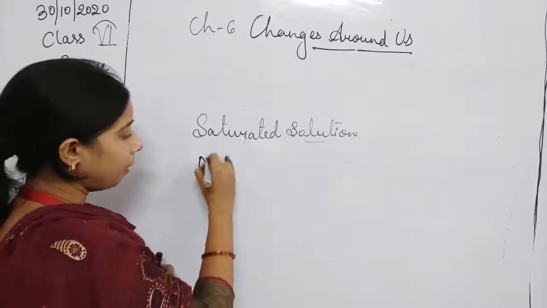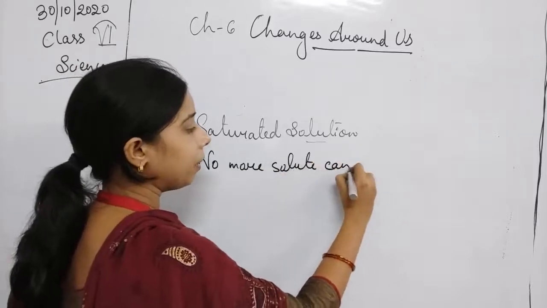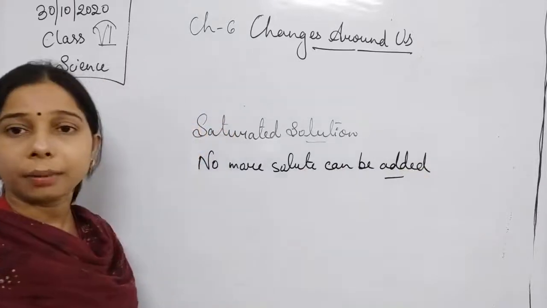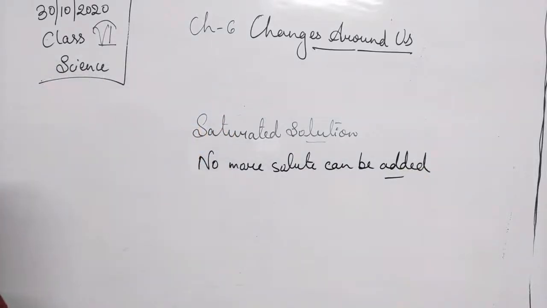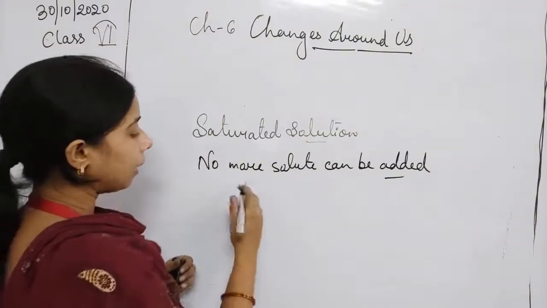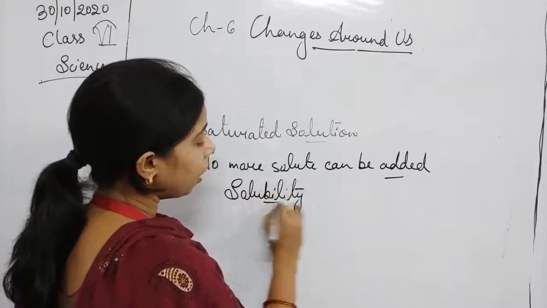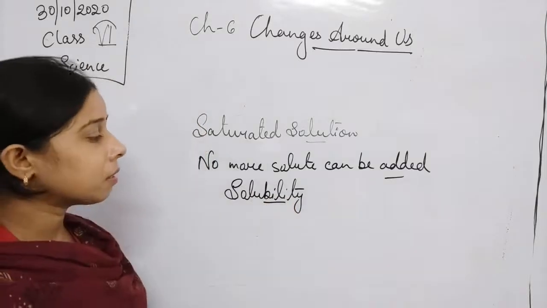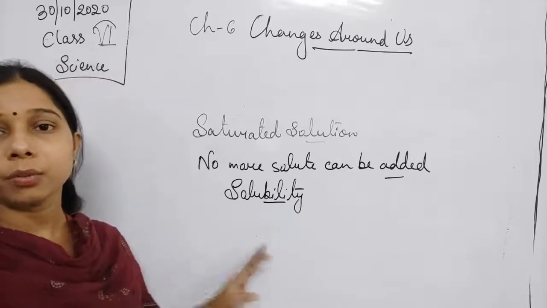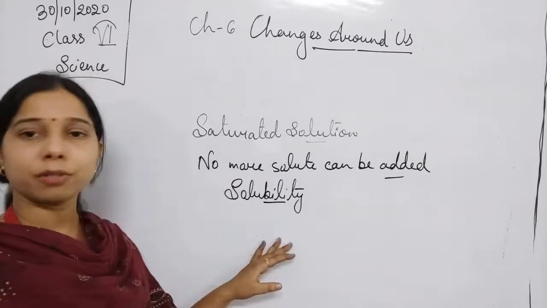So we can simply define it: no more solute can be added. That is a saturated solution. In this chapter, students, we also studied a very important topic, and that is solubility. What do you understand by the term solubility? Solubility means that in 100 gram of water, what is its capability, its capacity to dissolve an amount of solute, that is its solubility.